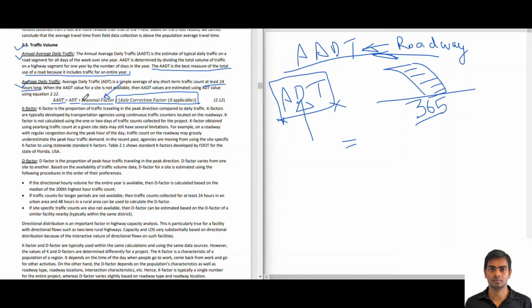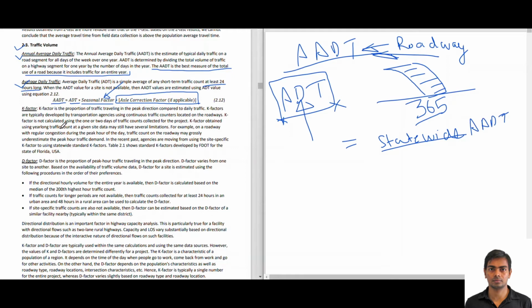For most of the cases, we do not have to calculate AADT. There is a statewide AADT available for most of the states. There are systems that automatically calculate statewide AADT and it is available through State Department of Transportation websites.